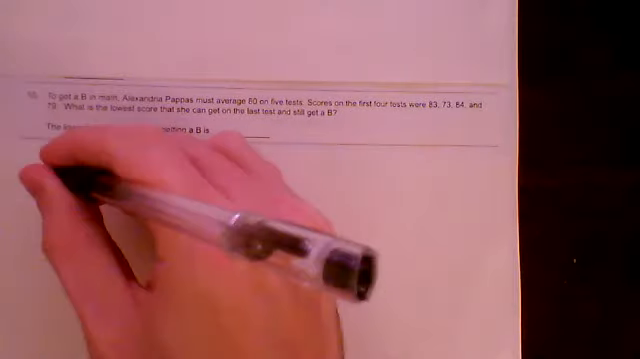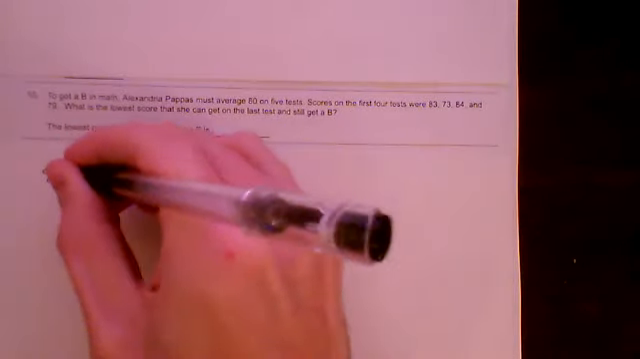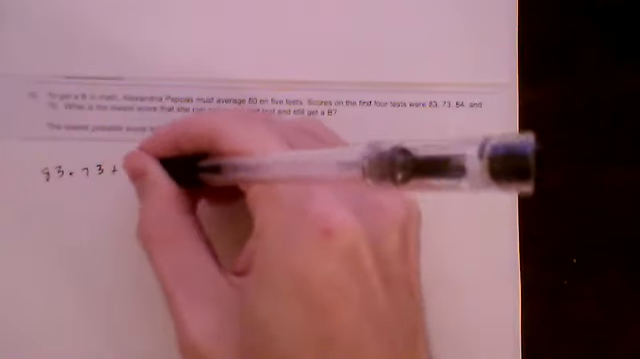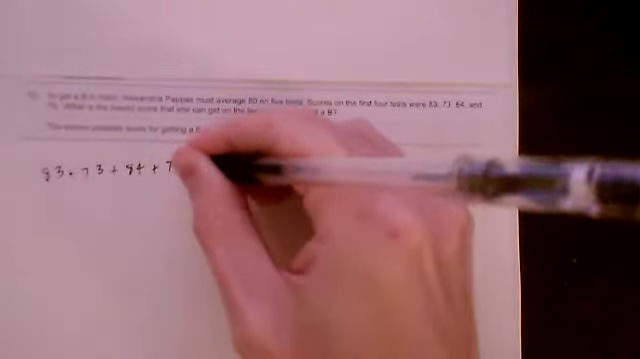So the key thing to understand here is that in order to average some number of items, we want to add those up and then divide by the total number of items that there are. So in this case, we're going to take our 5 test scores, one of which we don't know. So that's going to be our variable. So 83 plus 73 plus 84 plus 79 plus our unknown final score, which I'm just going to call X.